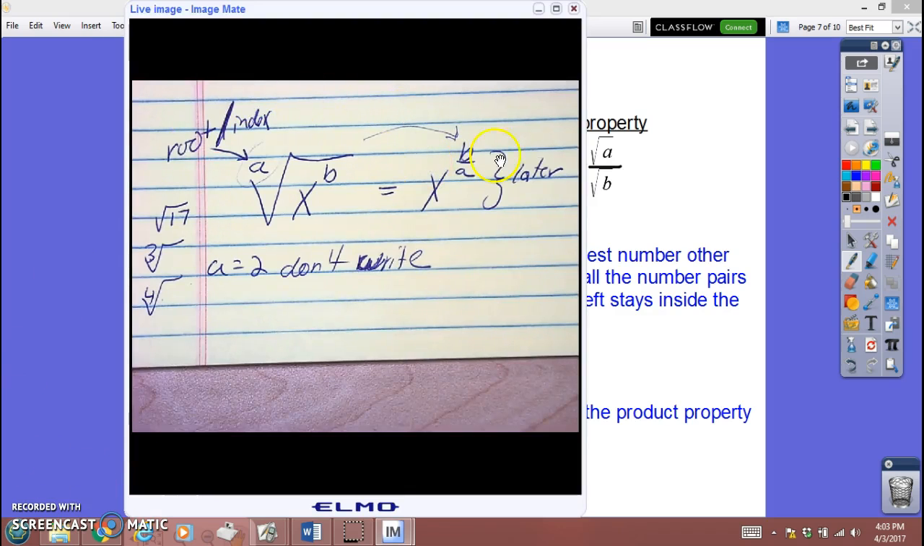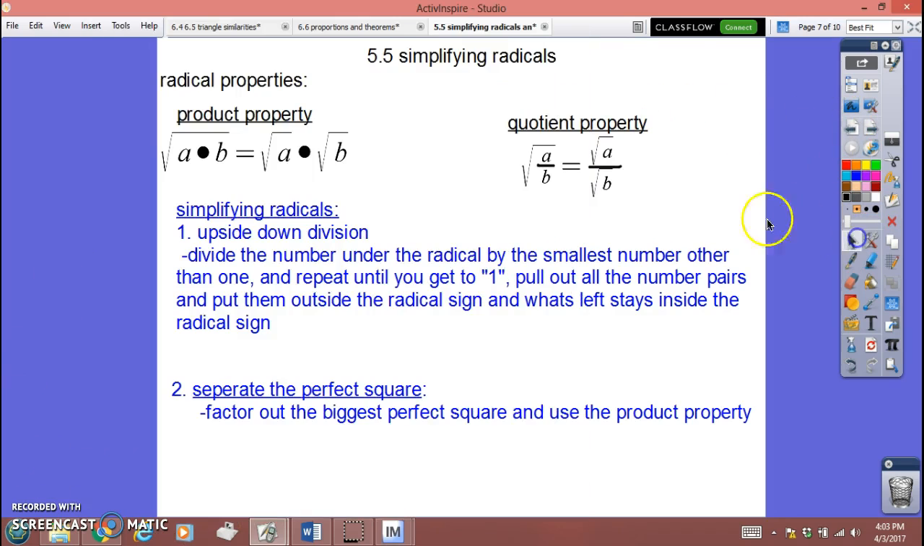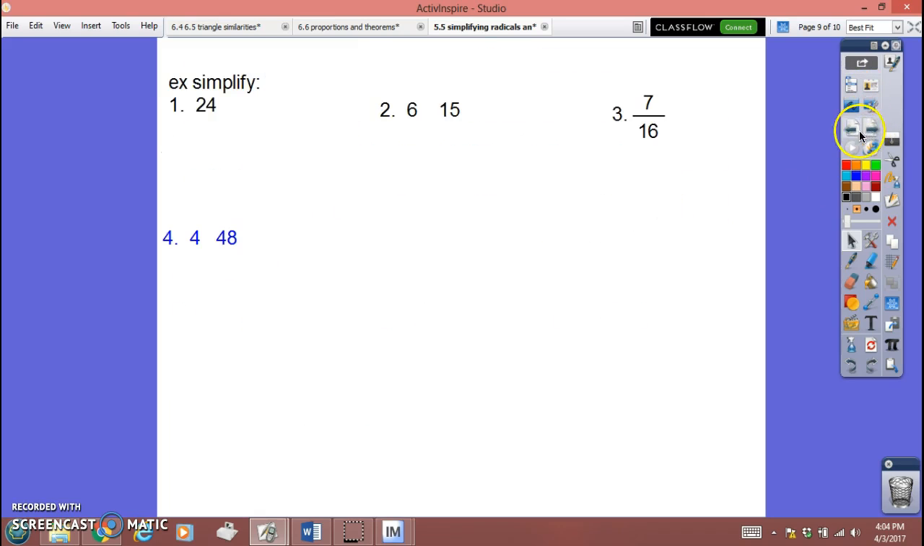Let's actually go back to the notes here. What we want to first talk about is how to simplify radicals, okay? That's important. That means that sometimes radicals aren't perfect squares. You've got upside down division and separating a perfect square. I'll show you each one of these, but you want to go ahead and write this down. You might need to pause it. I'm not going to read it to you, but I'm about to show you and explain the process to you by working these couple of examples here.